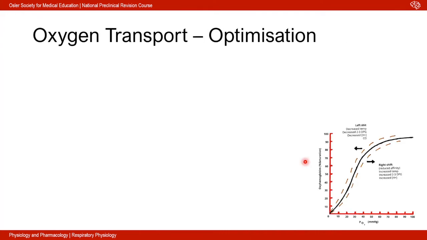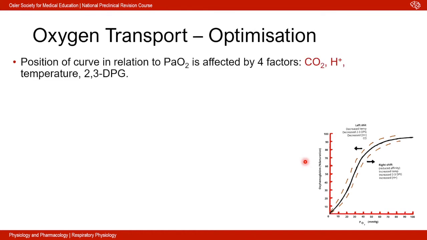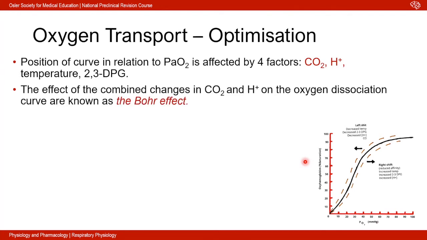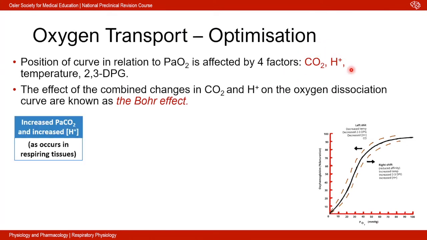So optimization of this curve is another thing that happens in the lungs. So, and in the tissues, sorry. So it's determined by 4 factors. The first 2 we're going to talk about are the CO2 and the hydrogen ions. So the combined effect of these 2 is known as the Bohr effect. And this is really important to know. It's important to know it's the combined CO2 and hydrogen ions.